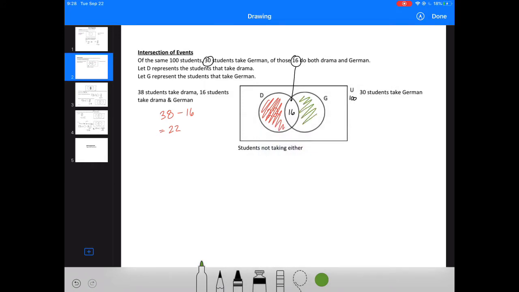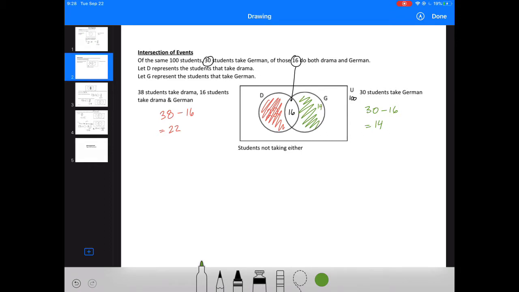So what we want to figure out for students who just take German is this green part of the circle. So in order to do that, we're going to start with our students that take German. We know that some of those also take drama, so we're going to take away the intersection, and we're left over with 14 here, our students that are only taking German.